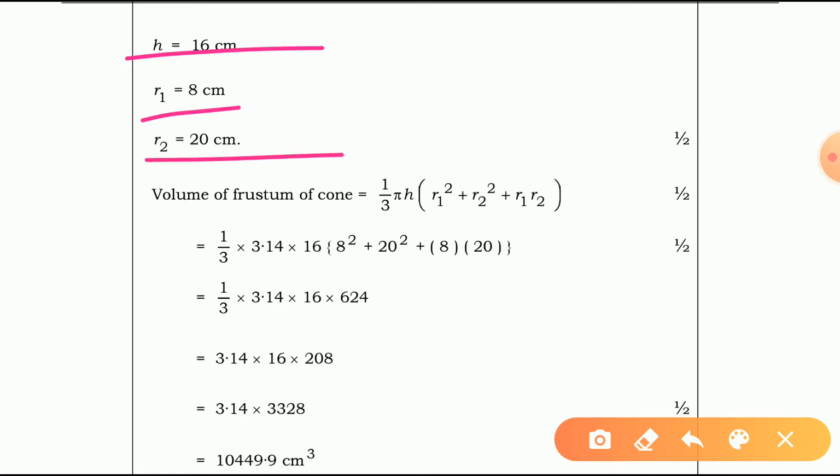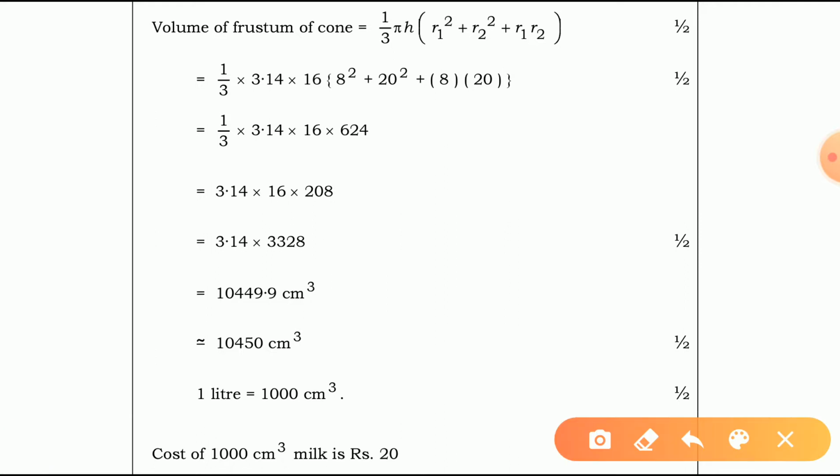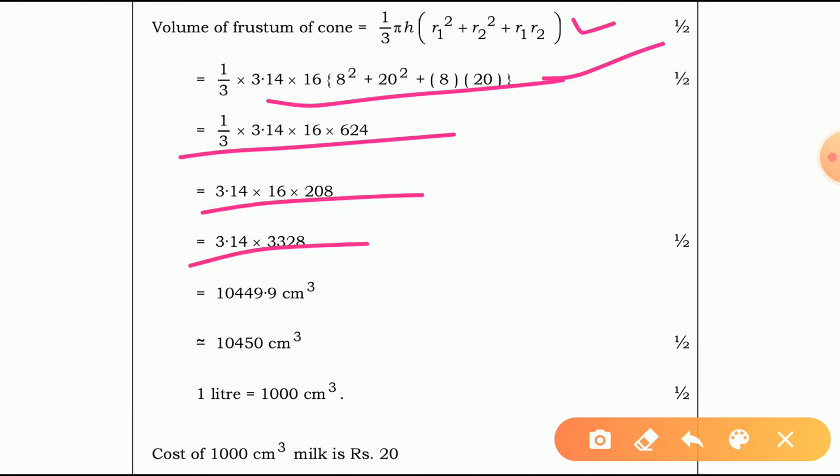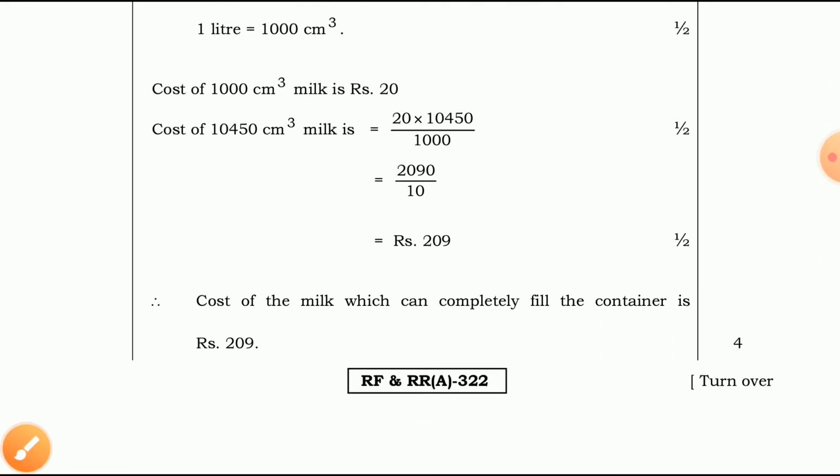Okay, here the volume of a frustum of a cone is, this is the standard formula. Substituting the values of r1 square, r2 square, r1, r2, pi and h, okay, like this. After simplification we get this result. Finally we get cm cube, because to find volume. Here we know that 1 liter is equal to 1000 cm cube.